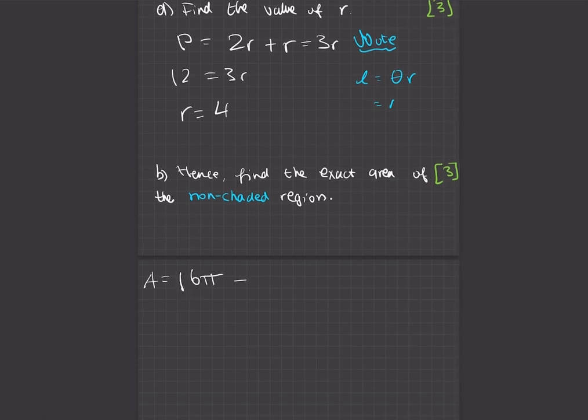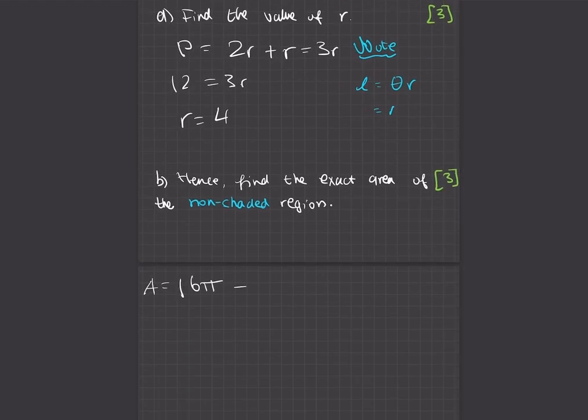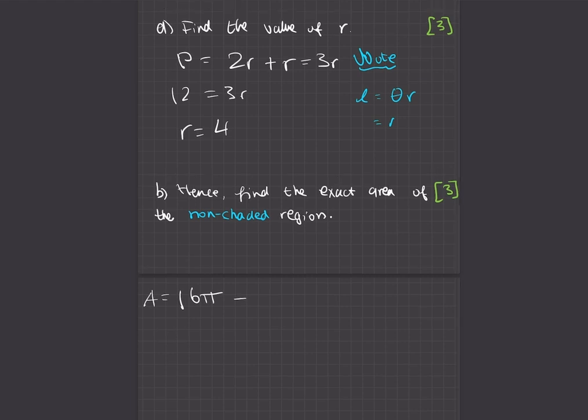So that's the area of the entire circle minus, and then what's the area of a segment? Well, it's theta, again, a little note, a different color. The area is theta r squared over 2. And r is 4, so it's going to be 16 divided by 2, and theta is 1, so that's just 16 divided by 2. So it's going to be 16 pi minus 8, and that's the final answer.